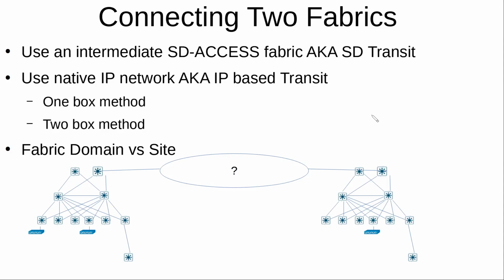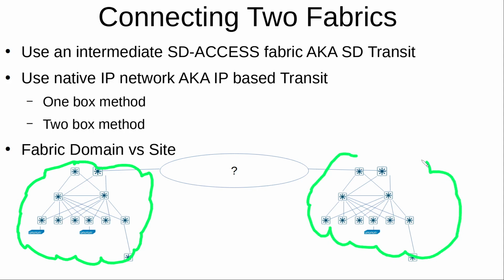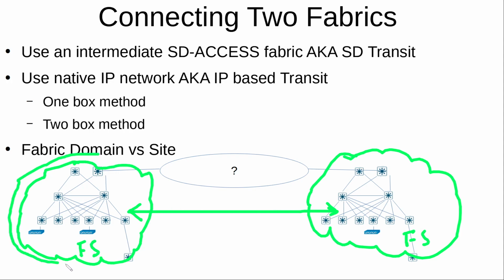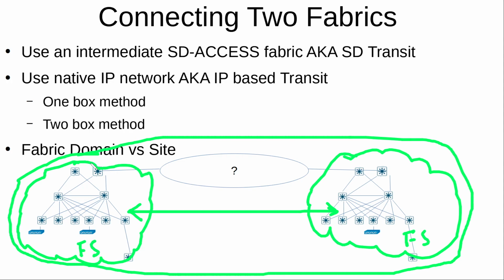Let's see how we can connect two fabrics together. You might want to, for instance, communicate two fabric sites that you have in different campuses. So this is known as a fabric site, and this is another fabric site, and you want to communicate them. And when you have several fabric sites, you are actually creating something that is known as a fabric domain.